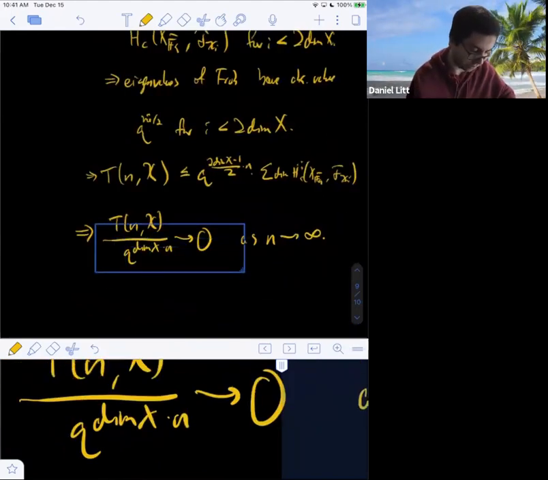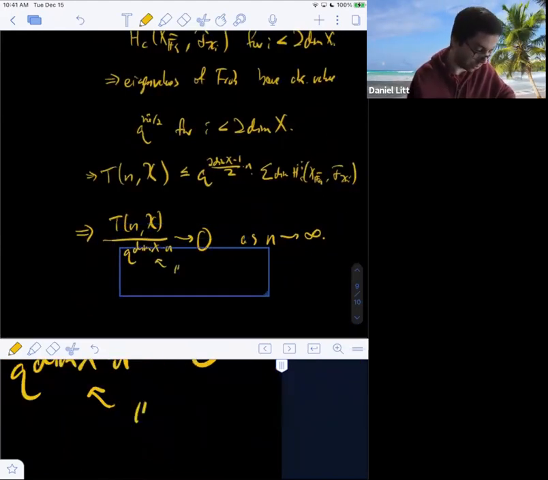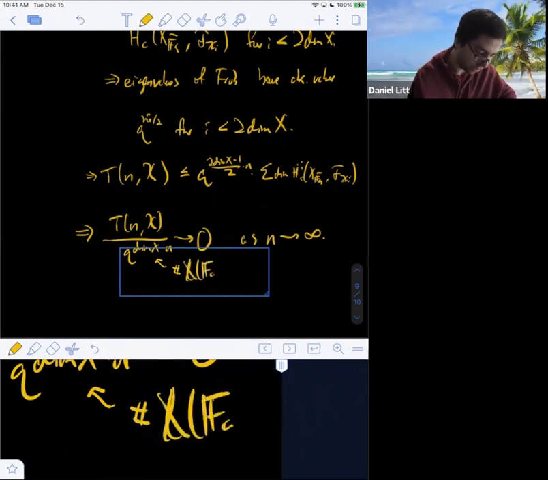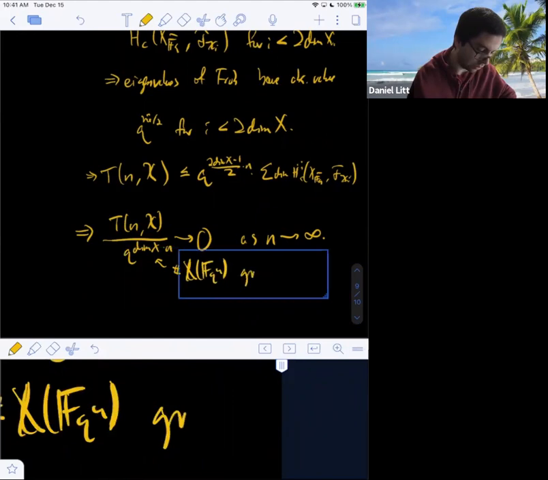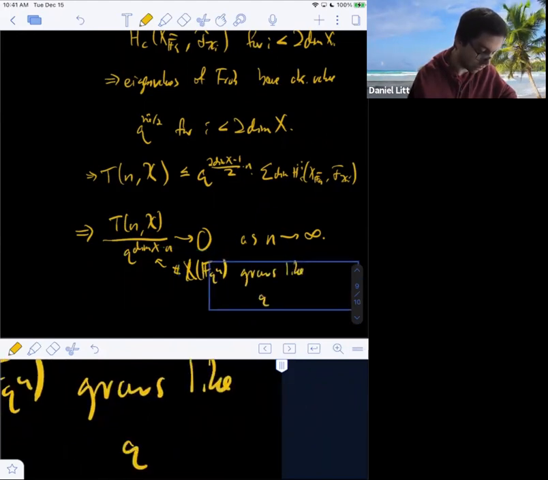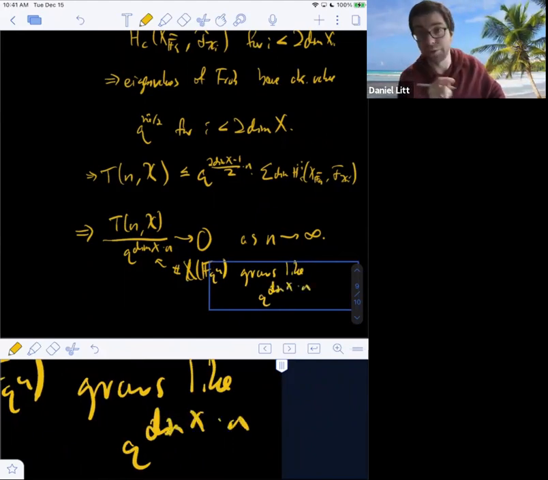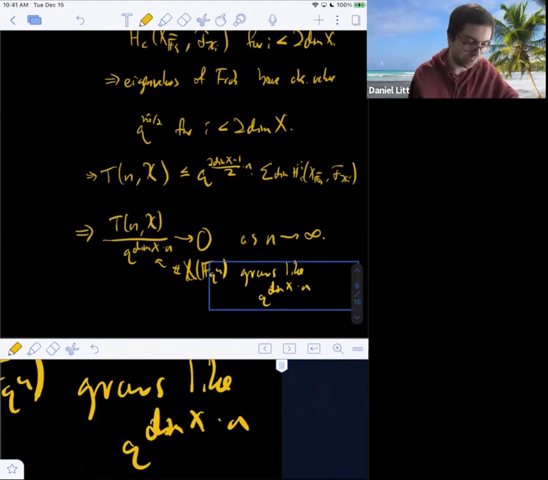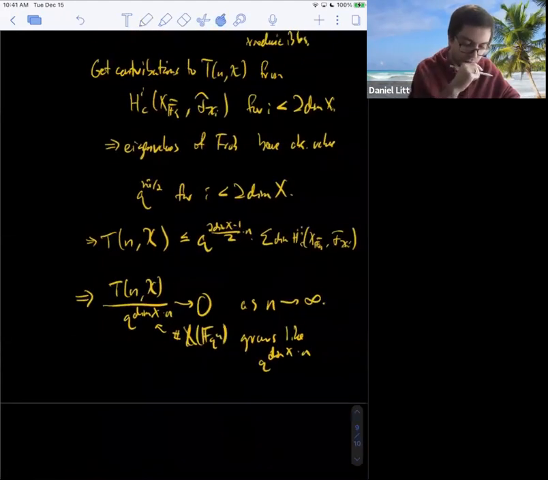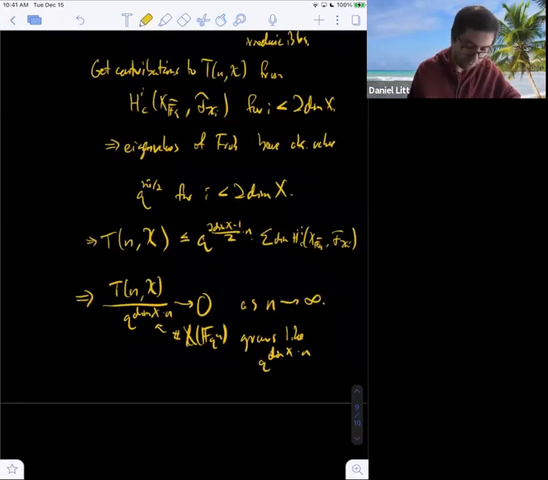So the number of rational points of x over F_q to the n grows like q to the dim x to the n. So that follows, for example, by Weil I or just by the Lang–Weil estimates. All right, so that completes the proof. Sorry, it was a little messy. But let me just make some remarks.